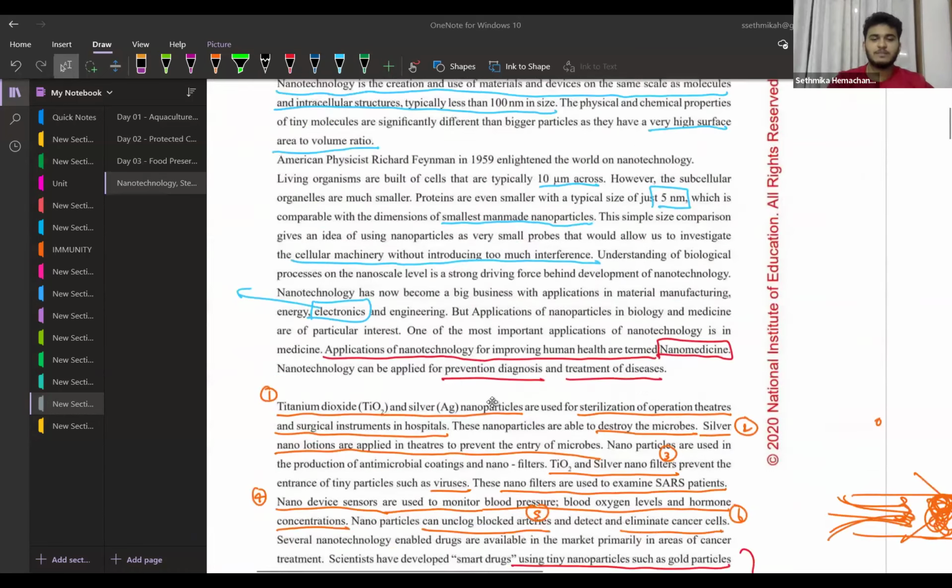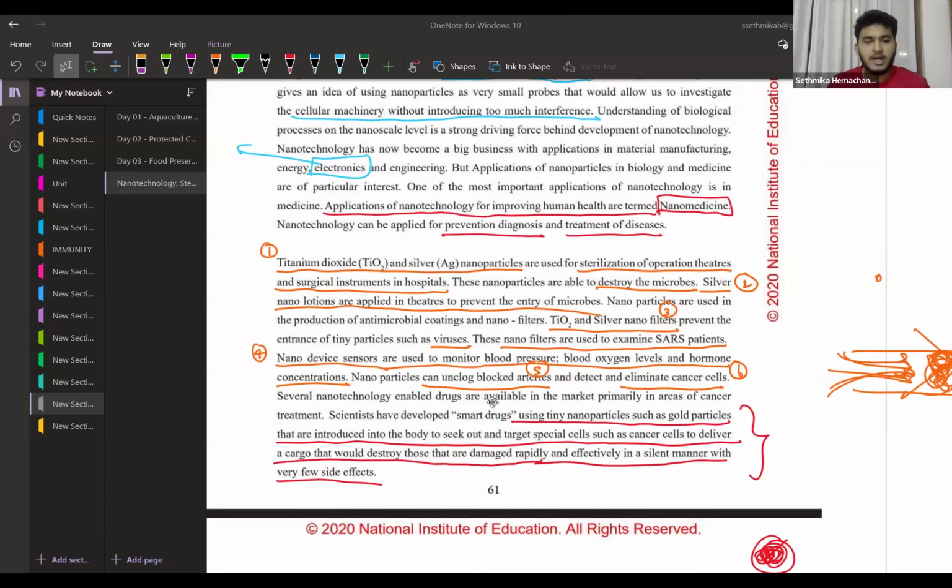Right, okay, let's quickly go through the applications again. So titanium dioxide and silver are basically sterilization nanoparticles, right? They are involved in sterilizing hospital theaters or operation theaters and surgical instruments. Then also they can destroy the microbes. So that's why they act as sterilization nanoparticles.